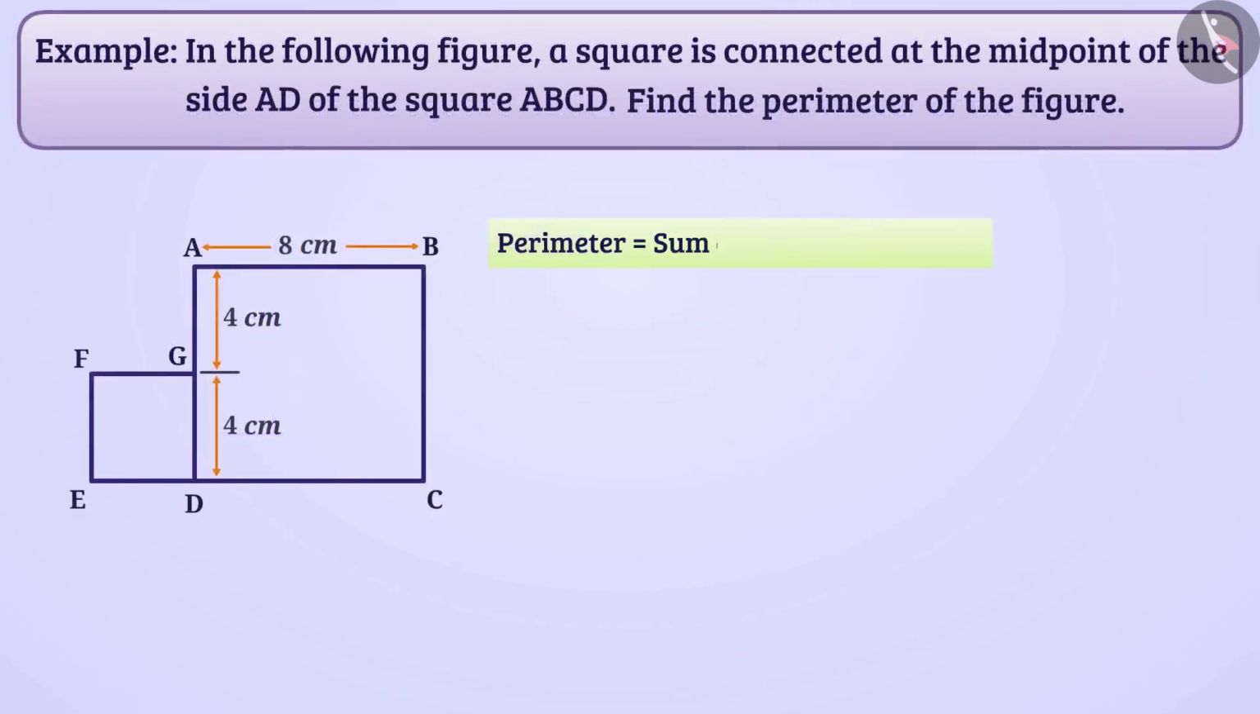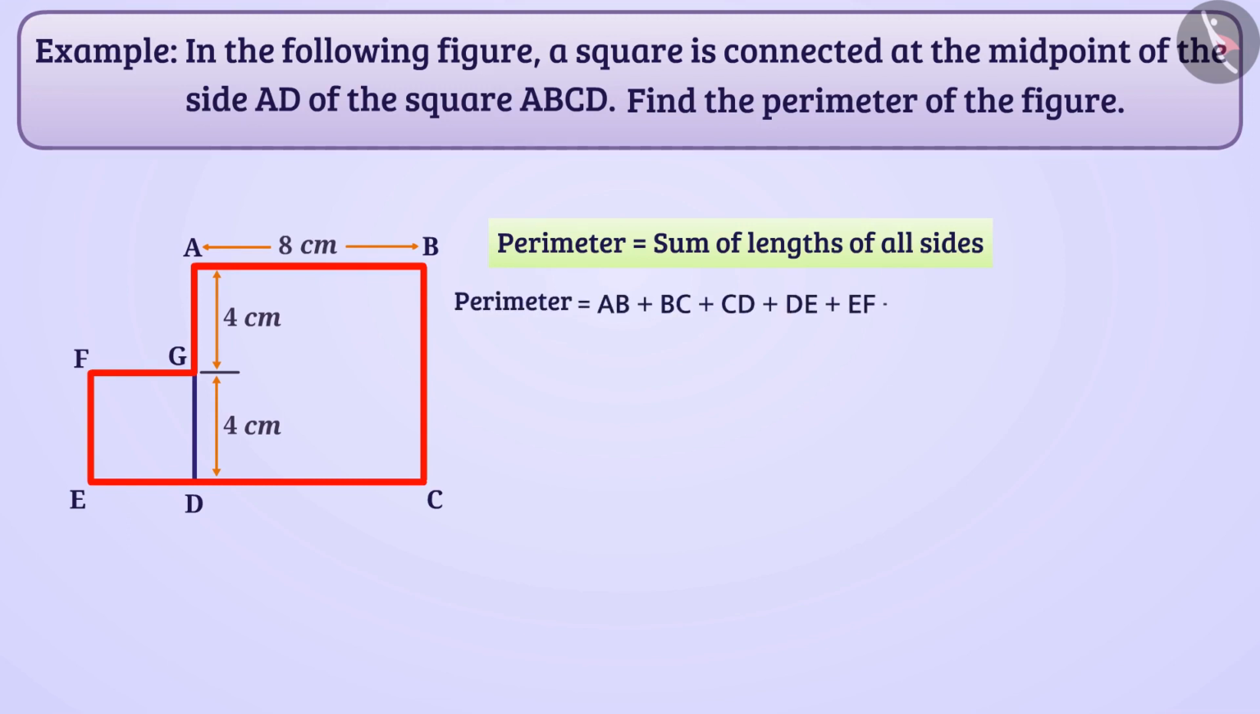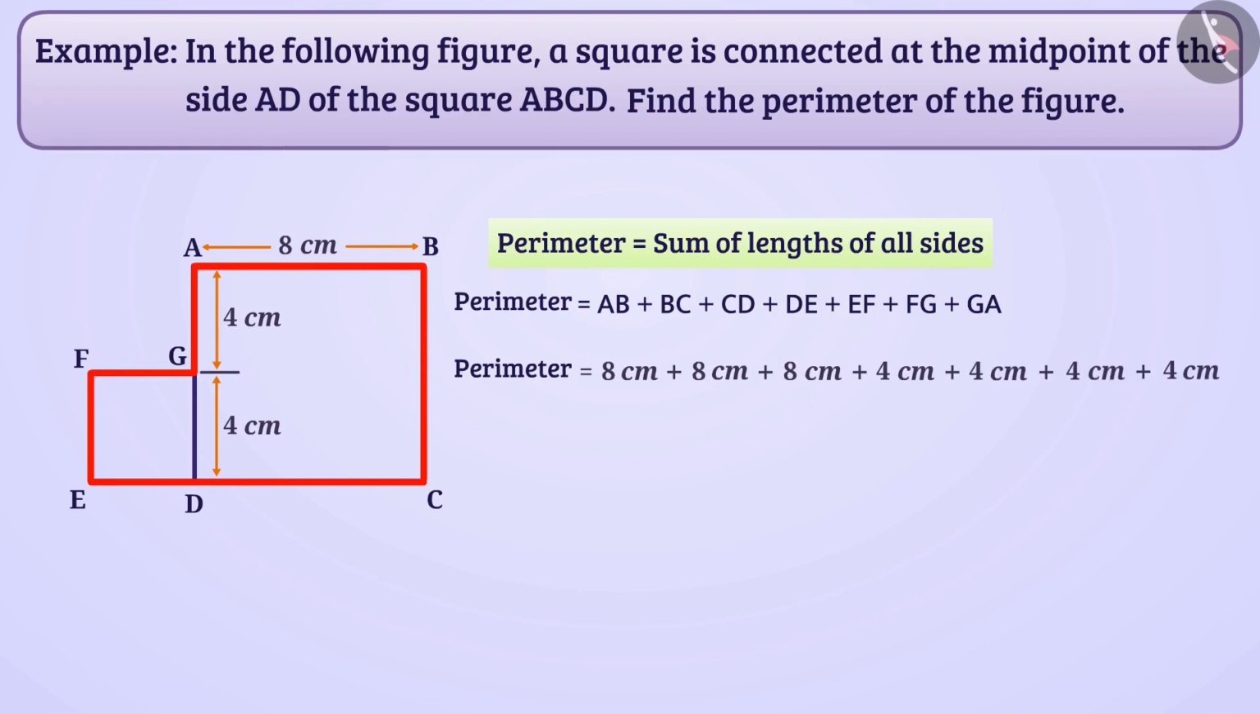Perimeter is equal to the sum of the lengths of all sides. Therefore, we will add the lengths of all the sides of the figure to find the perimeter. Perimeter is equal to AB plus BC plus CD plus DE plus EF plus FG plus GA. Perimeter is equal to 8 cm plus 8 cm plus 8 cm plus 4 cm plus 4 cm plus 4 cm plus 4 cm. Thus, the perimeter of the figure shown is 40 cm.